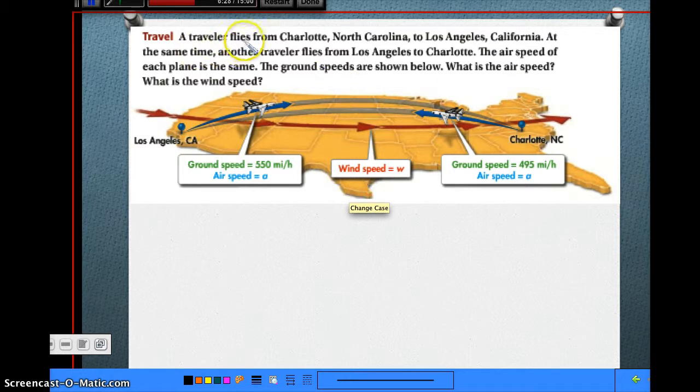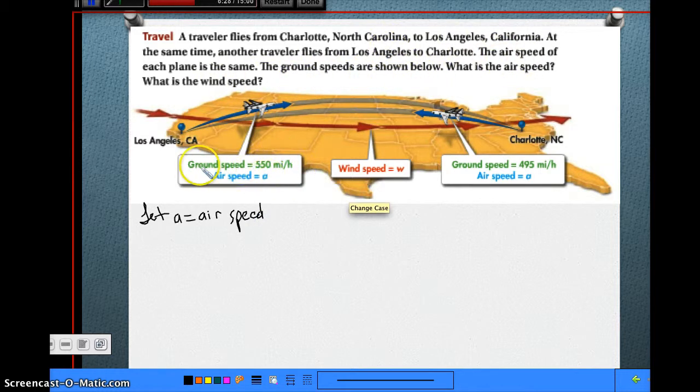It says a traveler flies from Charlotte, North Carolina to Los Angeles, California. At the same time, another traveler flies from Los Angeles to Charlotte. The airspeed of each plane is the same. Notice how they gave it to us right here for our let statements. So they let A equal the airspeed. So we're going to have to use the variables they're forcing us into. The airspeed of each plane is the same. The ground speeds are shown below.